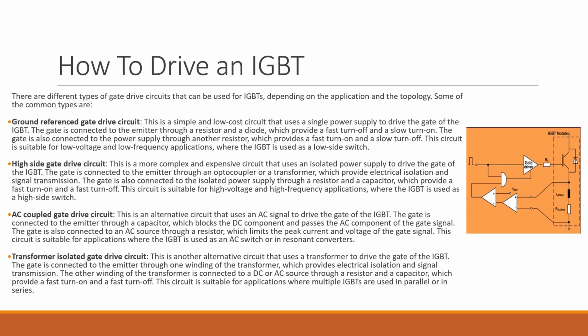The other winding of the transformer is connected to a DC or AC source through a resistor and a capacitor, which provide a fast turn-on and a fast turn-off. This circuit is suitable for applications where multiple IGBTs are used in parallel or in series.